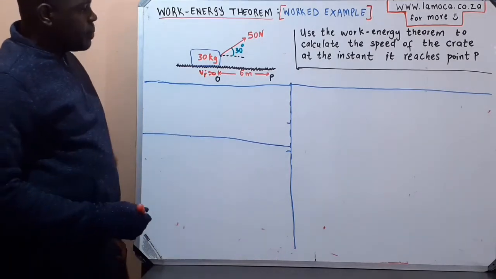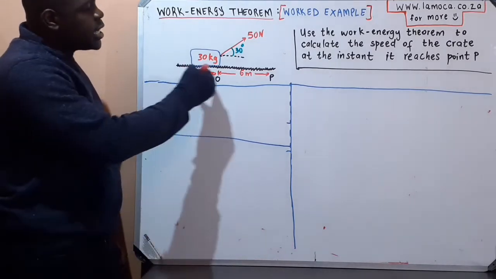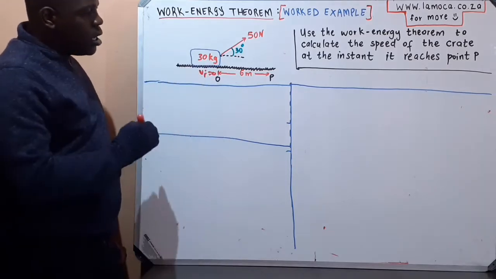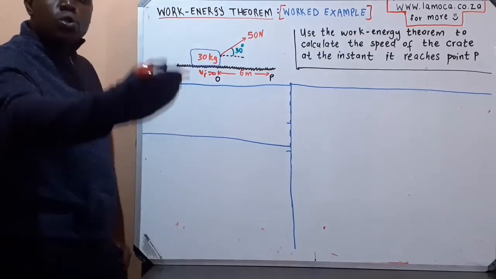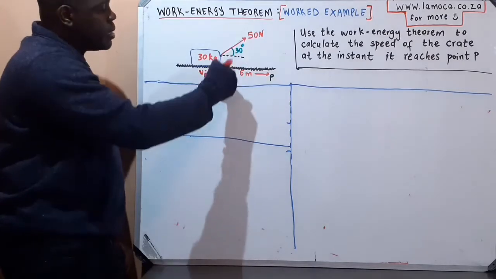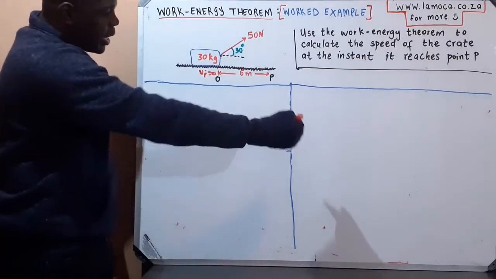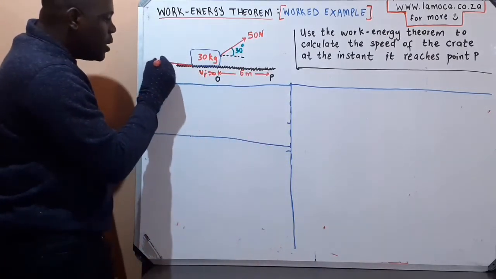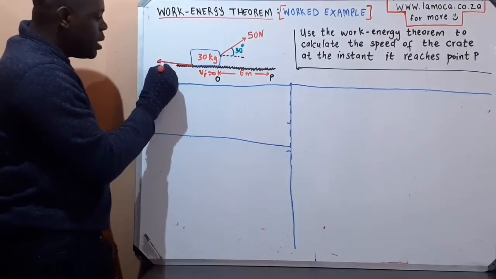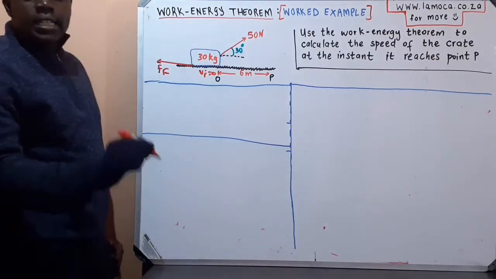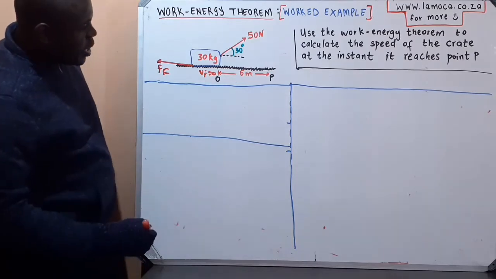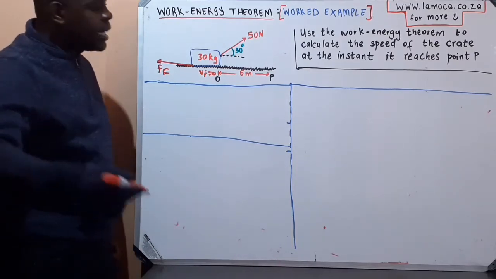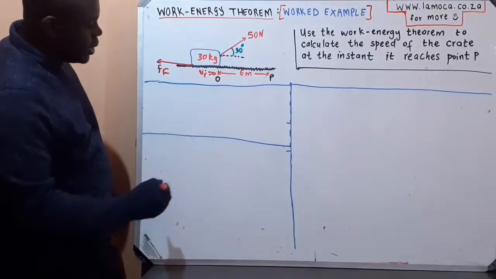We are also told that it experiences a frictional force which is always going to oppose motion. Remember, this object is moving from O to P, so it means it's going to the right. The frictional force will be opposing motion, so it's going to be to the left. Very interesting stuff. So the first thing to do here is to compute a free body diagram showing all forces that are acting on the system.